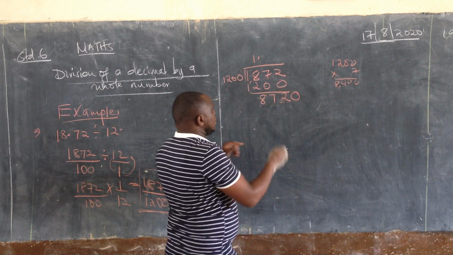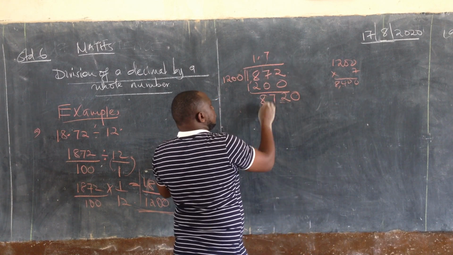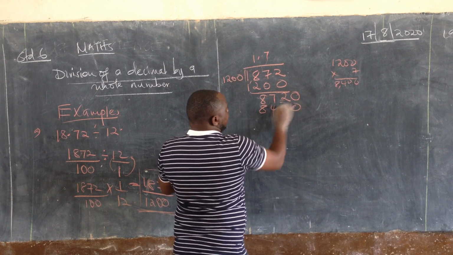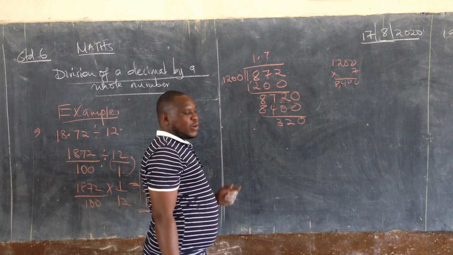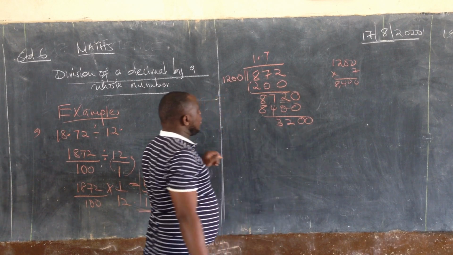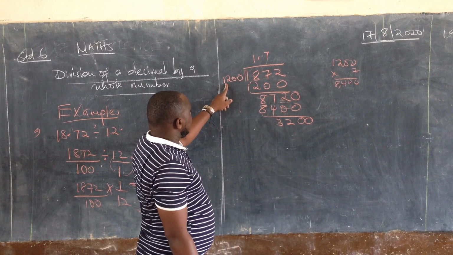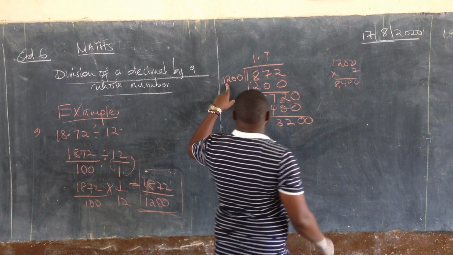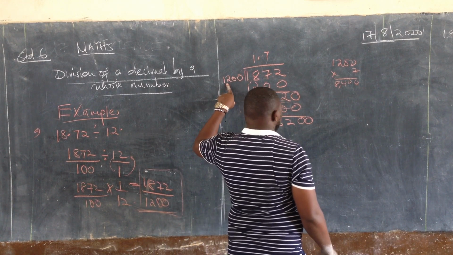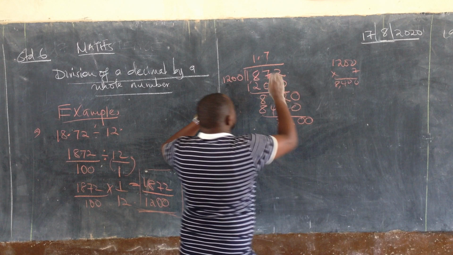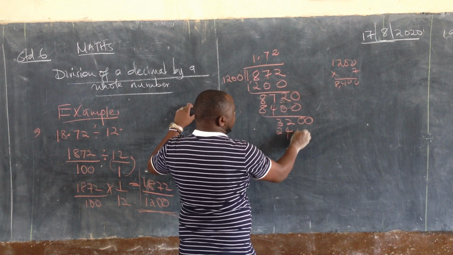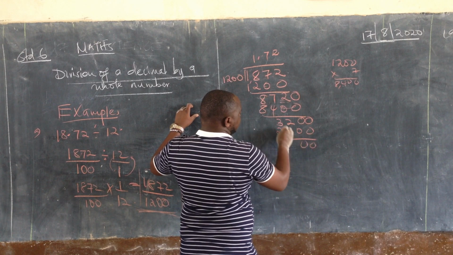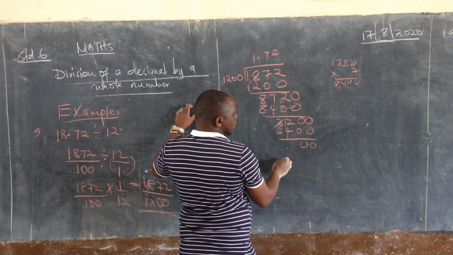So that's the nearest. So how many times? 7 times. You get 8,400. You remain with 320. We continue putting a 0 here. If you put 3 times, it will be 3,600, so this one will go only 2 times. 2 times, you get 2,400.